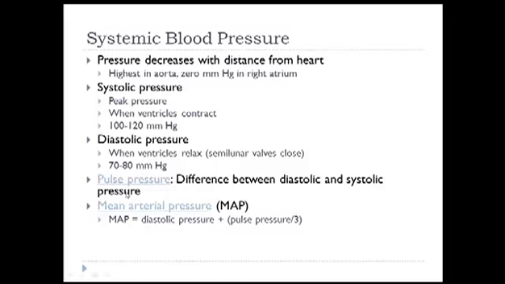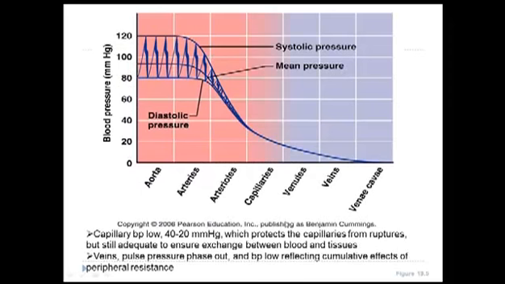Our next one is pulse pressure. All that is going to be the difference between our systolic and diastolic pressure, and then our mean arterial pressure, which you can see the equation for here. We're not going to go very in depth with the mean arterial pressure, but you can see it represented on this graph right here.